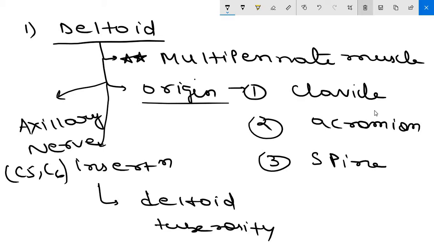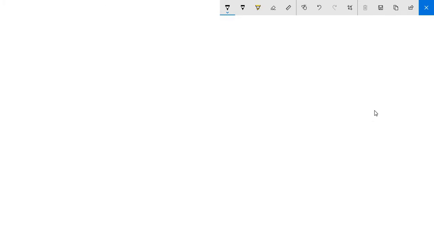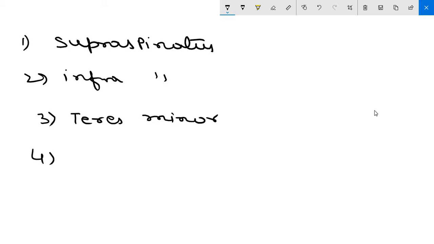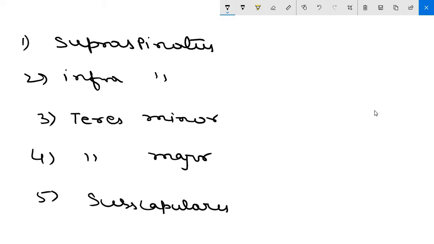Now coming to the other muscles of the scapular region. The first muscle is supraspinatus. The second one is infraspinatus. The third one is teres minor. The fourth one is teres major, and the fifth is subscapularis. These are the muscles which are related to the scapula.